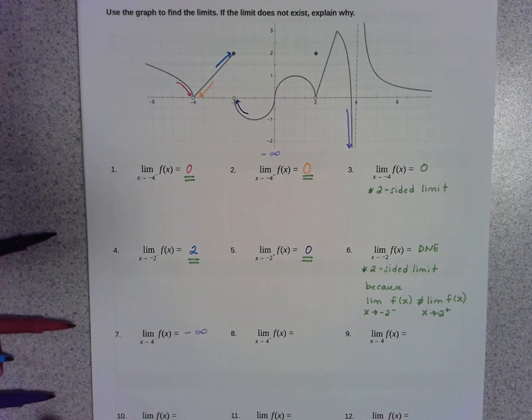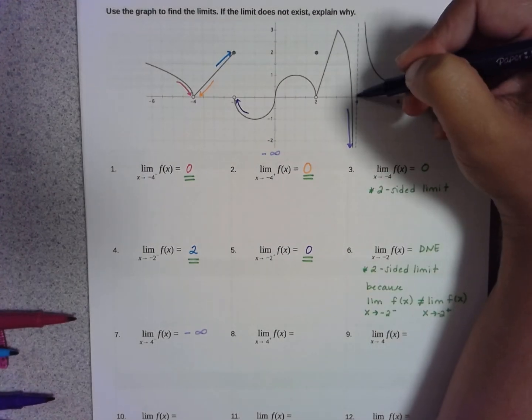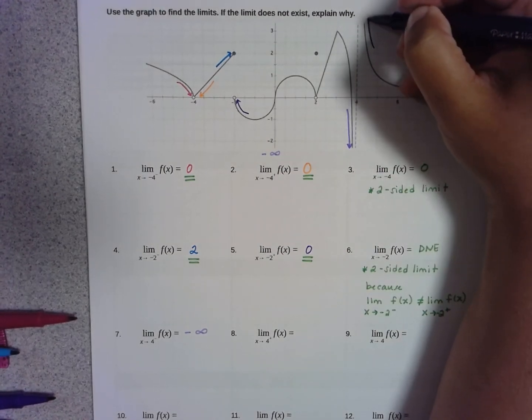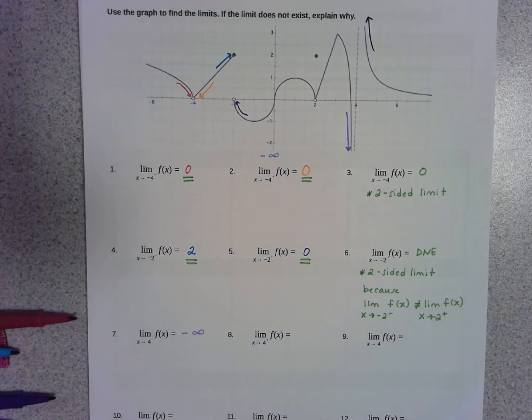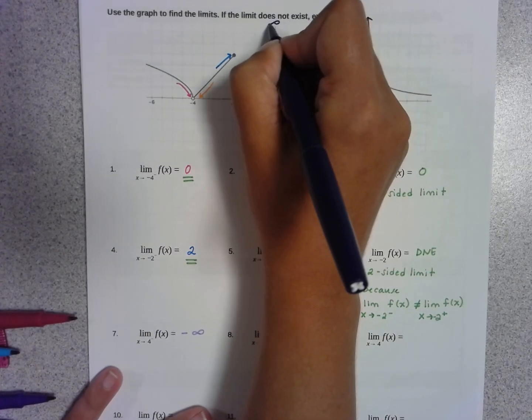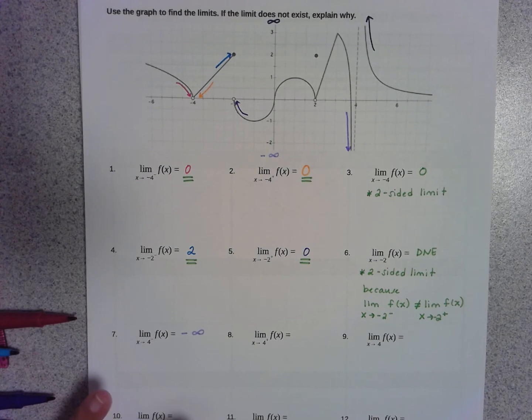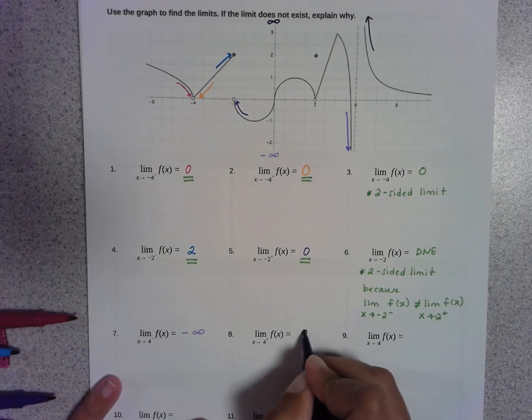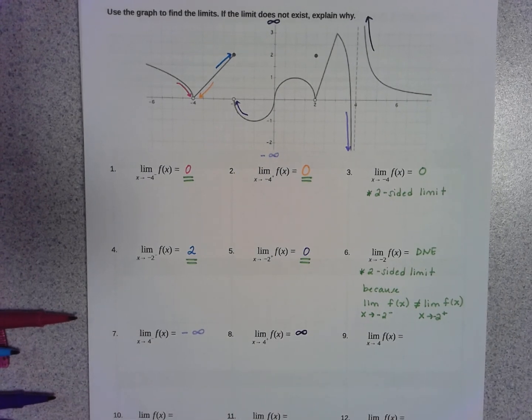If I want to approach 4 from the right, I would go to the other side of this asymptote, and I would follow this part of the graph up. Again, I'd like to remind you that on a graph, if you go up forever, you're approaching positive infinity, so that would be positive infinity as my limit.